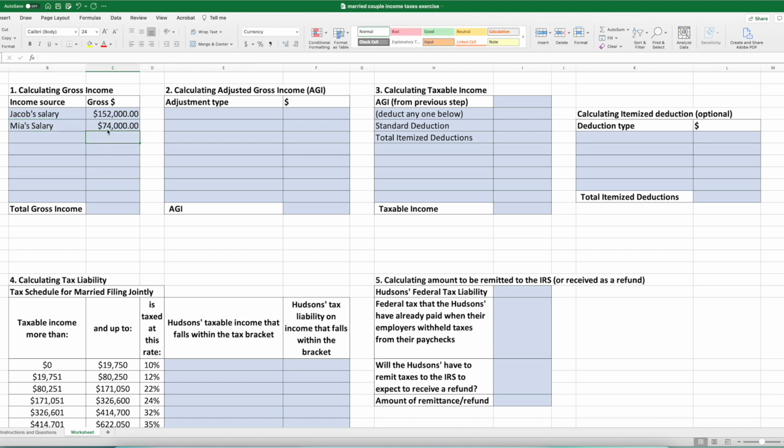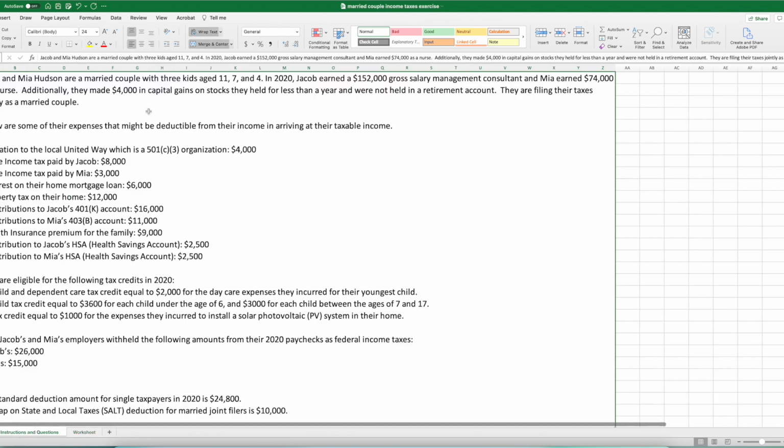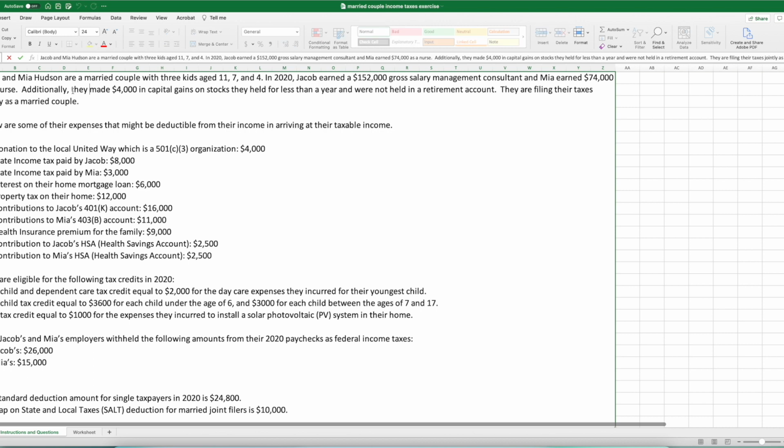Okay, what other incomes need to be listed here in gross income? So they made $4,000 in capital gains on stocks, and because these gains were made on stocks that they held for less than a year, they are going to be considered short-term capital gains, and short-term capital gains are taxed at the same rate as their ordinary income.